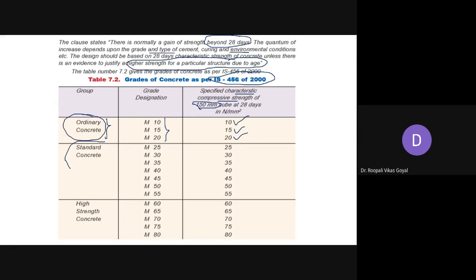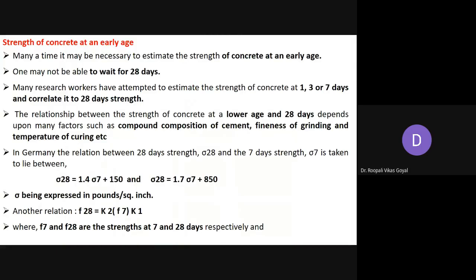Then standard concrete covers the grades from M25 to M55. The number, such as 55, is nothing but the specified characteristic compressive strength of a 150 mm cube, which must be specified at 28 days in Newton per mm square. High strength concrete is considered greater than 60 up to 80 Newton per mm square. So these are the various grades of concrete, and beyond 28 days they also keep attaining strength because the hydration process continues. But basically we are checking the 28 days strength.